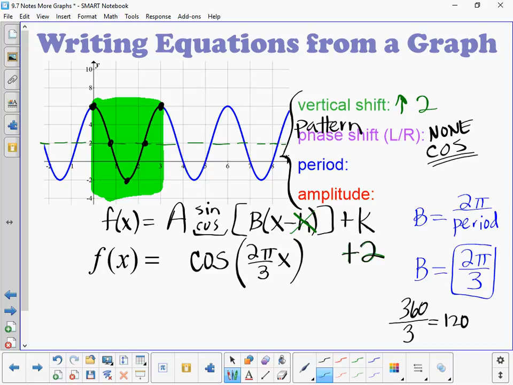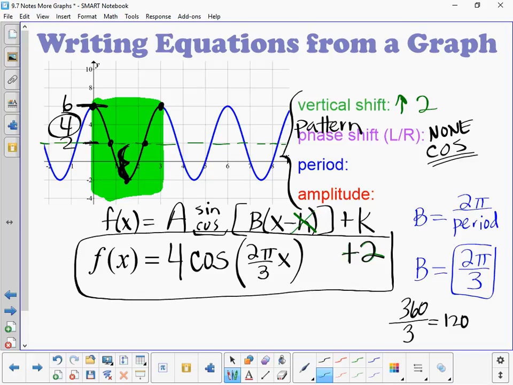Okay, the last thing we need to think about is the amplitude. Be careful here. The midline is at 2 and the highest point is at 6. So the amplitude is 4, and I usually like to double check that on the other side as well. We're counting by 2, so 2, 4. The amplitude is 4. So here's our function. f of x is equal to 4 times the cosine of 2 pi over 3 x plus 2.